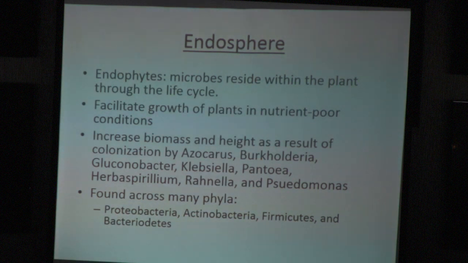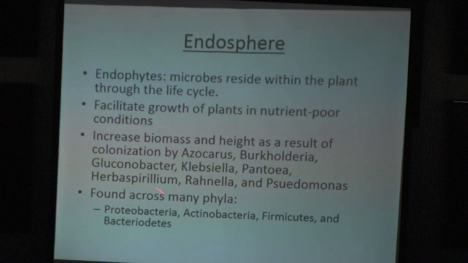Okay? And then from the roots, we go inside the plant, right? So the endosphere, these are called endophytes. These are the microbes that reside there. They are there throughout the plant life cycle, and they facilitate the growth of the plant, so the elongation and widening, the mass of the plant. They facilitate the growth of plants in nutrient-poor conditions. They will only fix nitrogen within the plant if they don't have it already available to them. So this is part of their job.